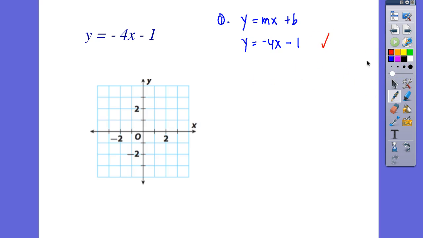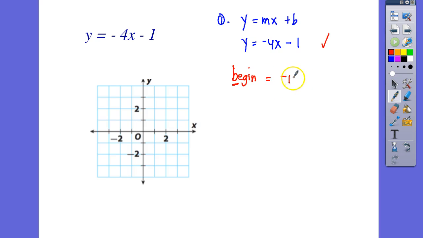And then you're going to begin at the b value. What's the b value? The b value is the number by itself here. So your b value is negative 1. Okay, be careful here. This is negative 1, not positive 1, because this is subtraction. So this is the same as negative 4x plus negative 1. So every time you have a minus a constant, your b value will be negative.